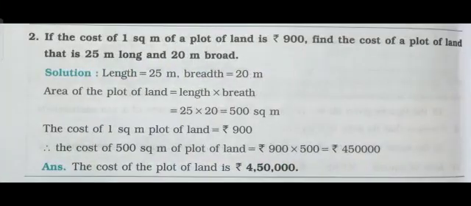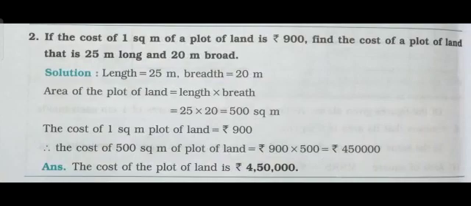Second one is that if the cost of 1 square meter of a plot of land is rupees 900, find the cost of plot of land that is 25 meter long and 20 meter broad. Now long and broad, that is length and breadth. So length is 25 meter and breadth is 20 meter. So the area of the plot of land is equal to length into breadth, the area of the rectangle formula. So that is equal to 25 into 20 is equal to 500 square meter.